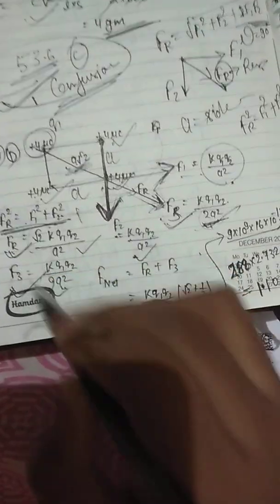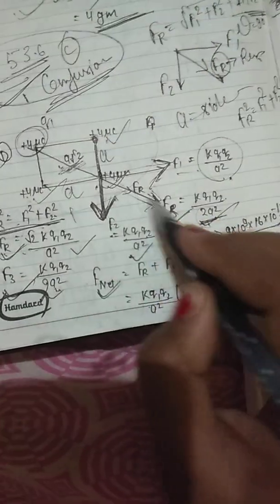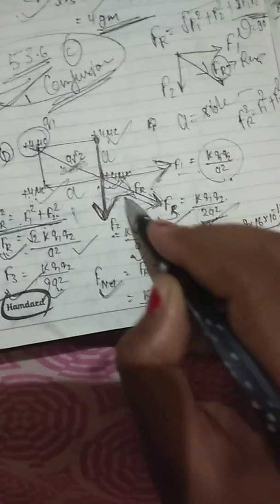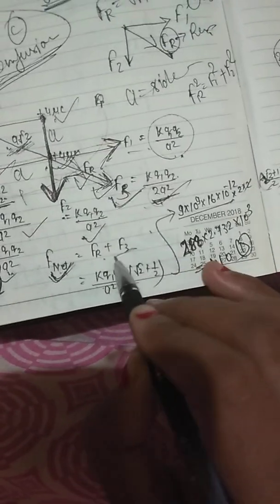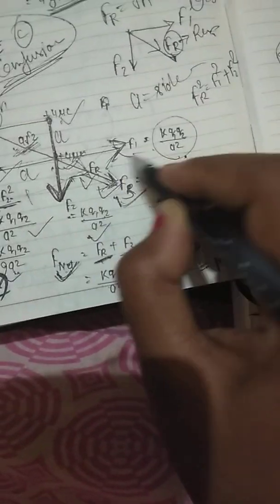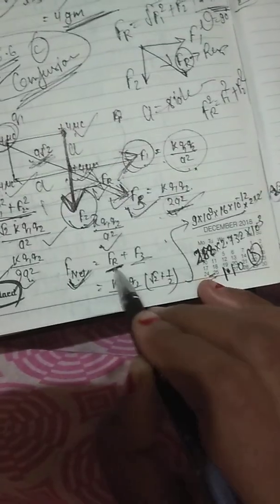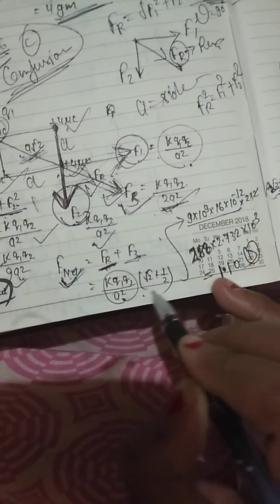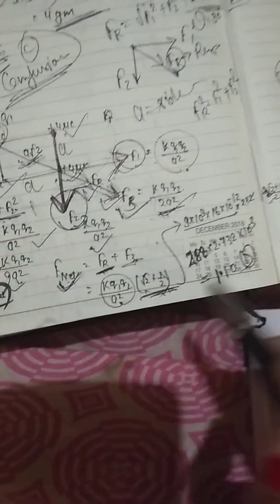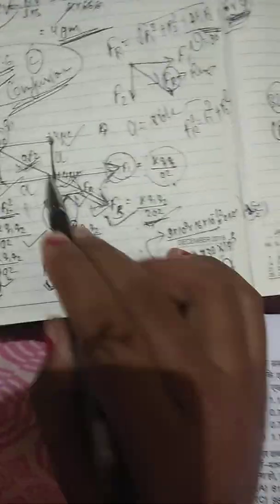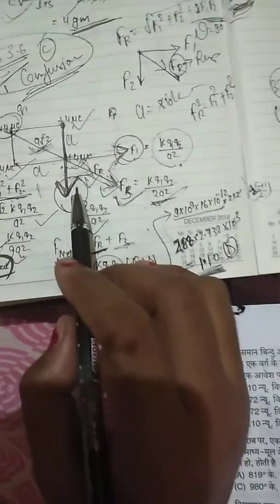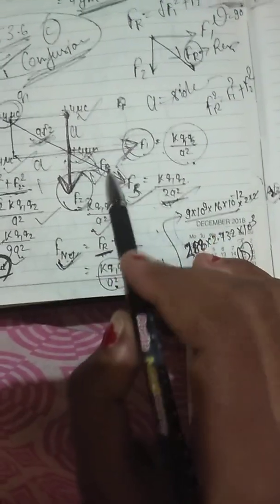Now we will add both. F net will be, because both are outward, on the same line in the same direction, so both will be added together for finding net force. So F net is equal to Fr plus F3. Fr is what? Resultant force for F1 and F2. So Fr plus F3, K Q1 Q2 by A square, and root 2 plus 1 by 2 will be common. Finally, this is the solution and we will get 1.10. And as we are seeing, the net force is acting outward. Outward along the diagonal, so the option will be D for question 24.